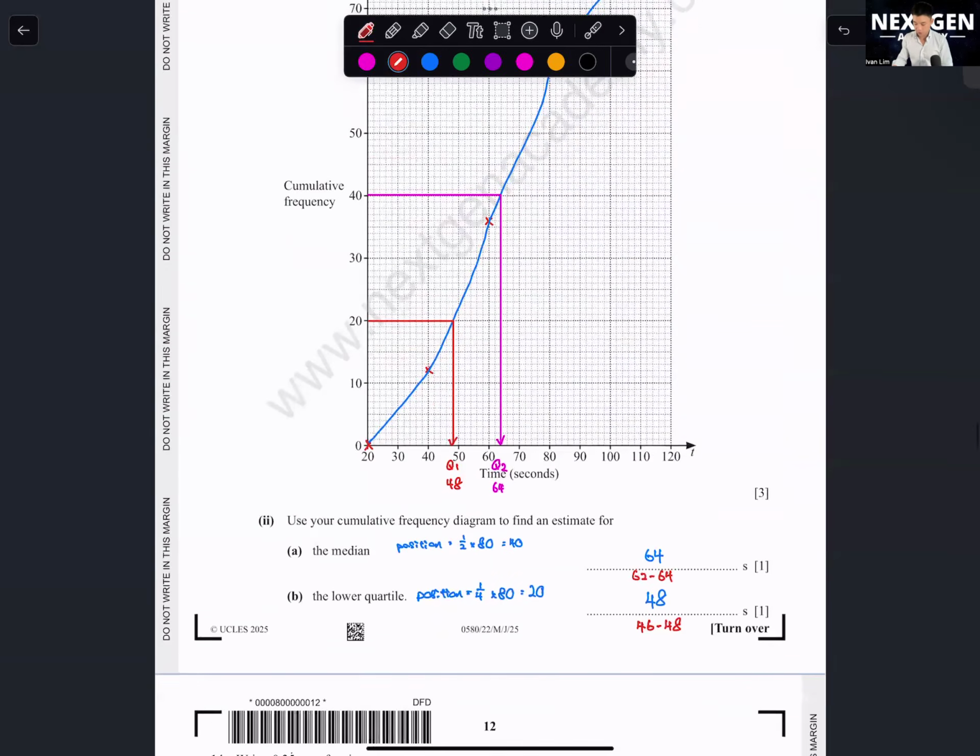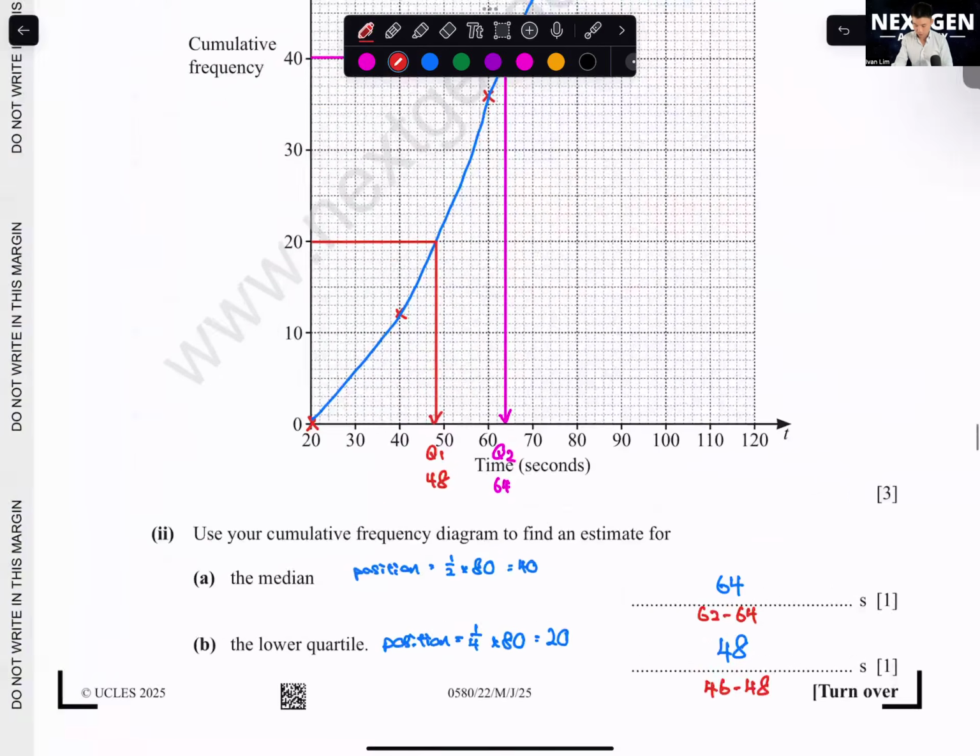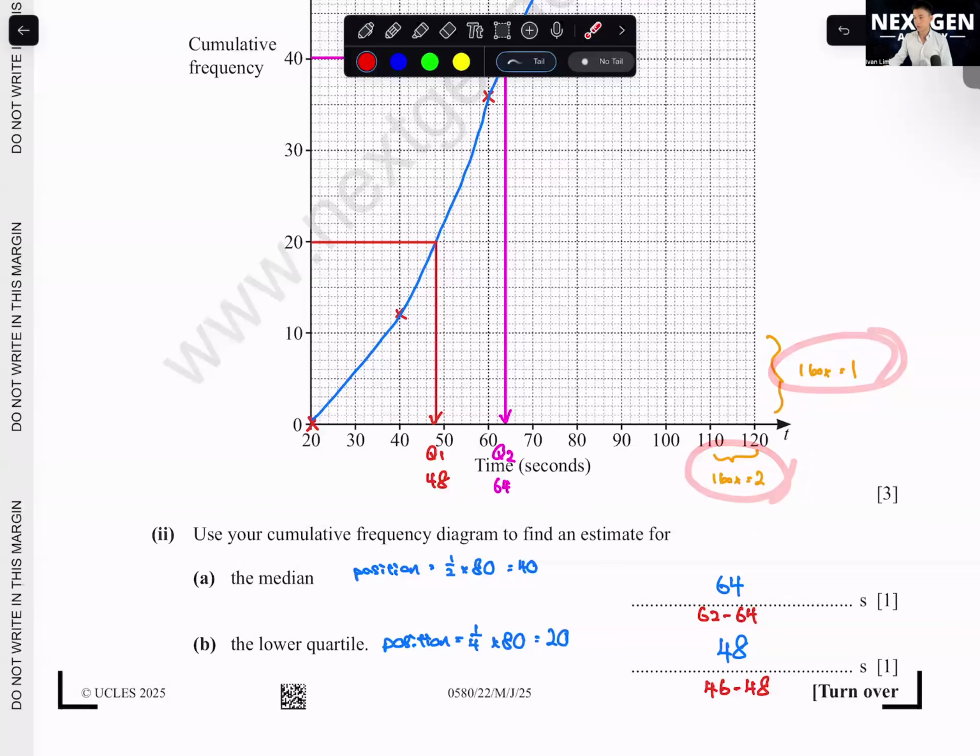So gotta be careful with the scale. Just now I think I did it too fast, didn't check. The scale for this one, one box is equal to 2, but for the y-axis, one box is equal to 1. You can always write this down at the side to remind yourself.